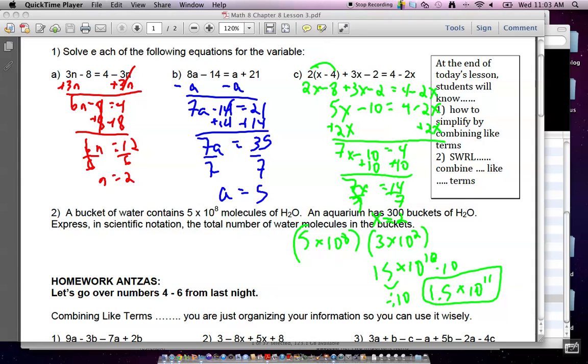For my own edification, how many people got that right? How many people got 1.5 times 10 to the 11? I see 5 hands, 6 hands. Did you get it right? What'd you do? You added, okay.